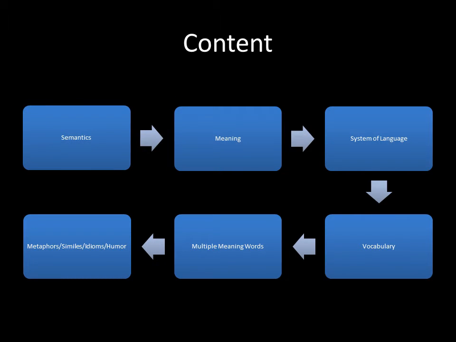Let's talk about content now. If you remember, semantics is the one area of language that is in content. Semantics is the meaning or vocabulary of someone's language. It's the system of language. It's the ability to know multiple meaning words. So, for example, does bark just mean the bark on a tree, or does it also mean that action word of a dog barking?